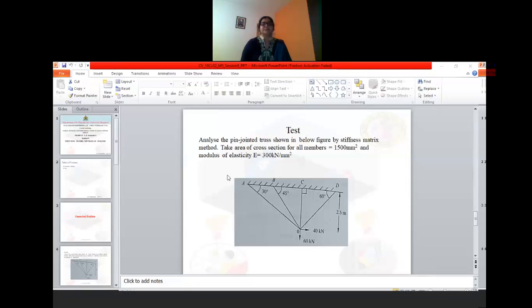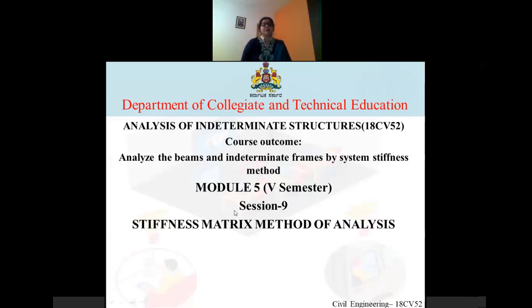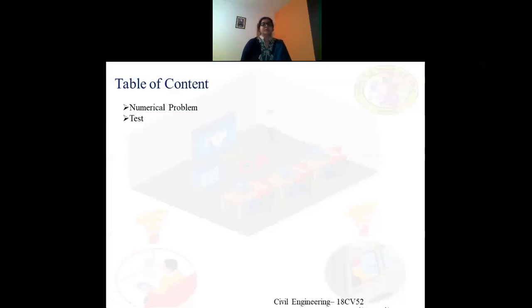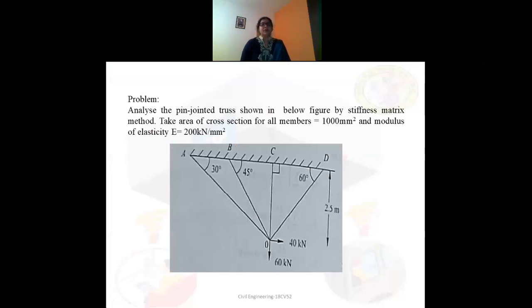Today we are going to discuss how to analyze the problem of truss using stiffness matrix method of analysis. Let me share the content. So this is the problem which we are going to discuss today.